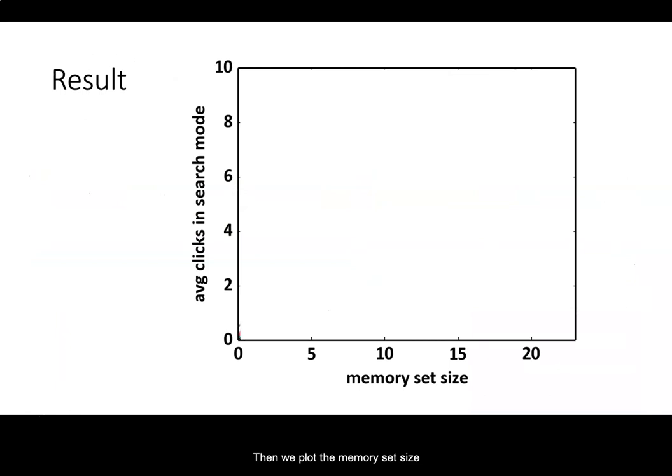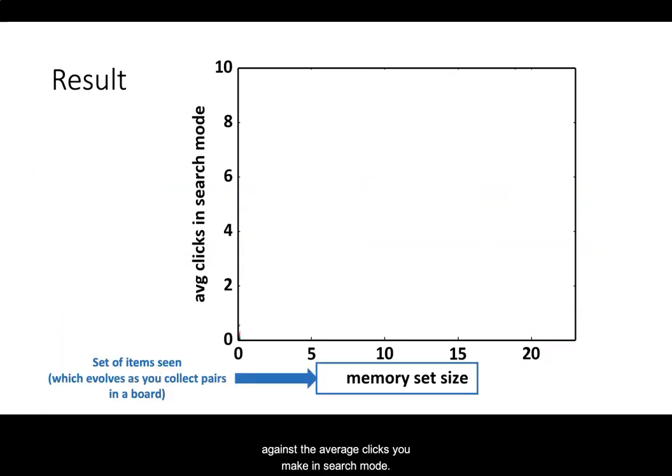Then we plot the memory set size against the average clicks you make in search mode. So you can see that the memory set size, as you're collecting or flipping cards in a board, is evolving, it's increasing.